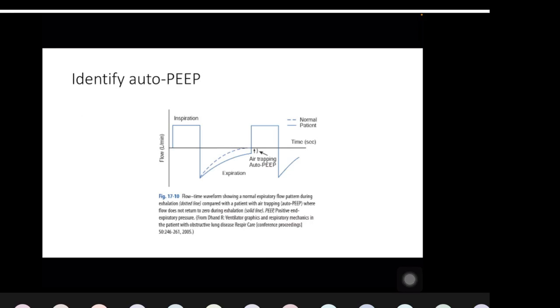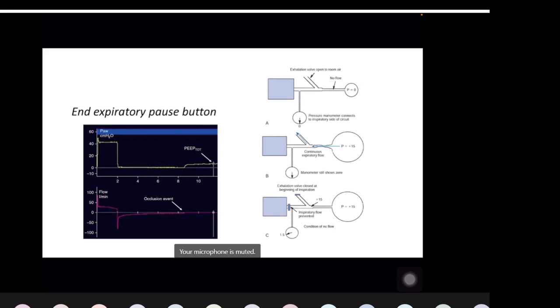Auto PEEP can be easily identified, as I already said, by looking at the flow time curve, if the expiratory limb fails to touch the baseline. Now, how to measure the auto PEEP? We already said there is one button, the inspiratory pause or inspiratory hold. Similarly, there is one more button in the ventilator called the expiratory hold button. Ideally this should be done when the patient is completely sedated and paralyzed. By pressing the expiratory hold, the expiratory limb will close.